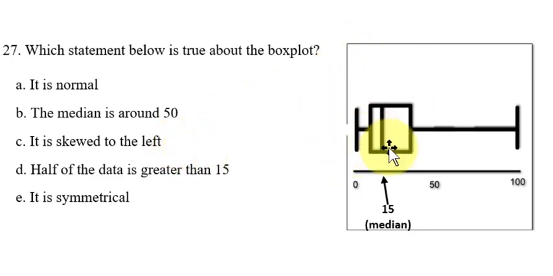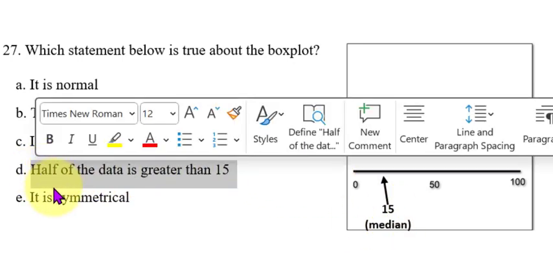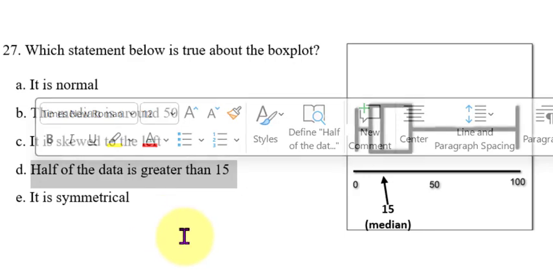Now, if you were looking at the shadow or silhouette of a rat, the direction of the tail is the direction of the skew. So I'm seeing this part on the right here would be the rat's tail. So this is actually skewed to the right, not to the left. This is skewed to the right. Half of the data is greater than 15. And if that's the median, then that's true, right? The median splits the data in half. So this is the right answer. And I know that it's not symmetrical.